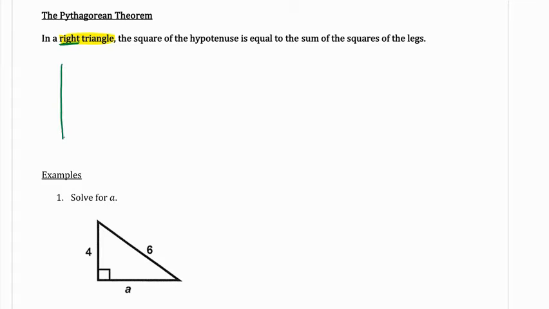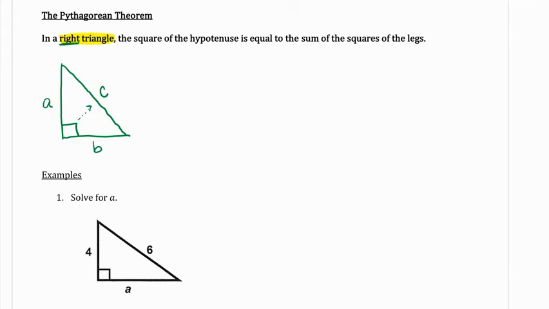So this is where, if we've got a right triangle, there are a couple of vocab things to remember. Right triangle means we have a right angle. The legs are the two sides that make the right angle. We usually call those a and b for the Pythagorean theorem. And then the side opposite the right angle is the hypotenuse.